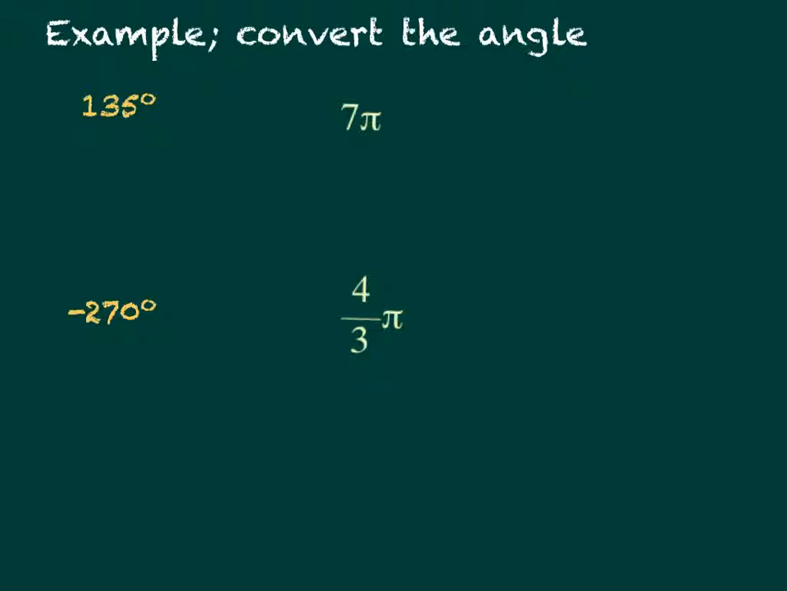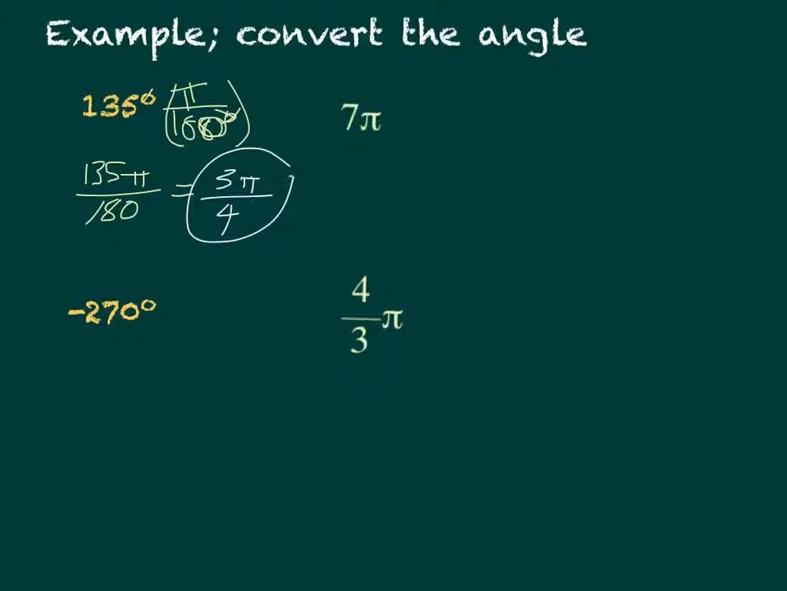Alright, so now we're going to convert from degrees to radians or radians to degrees. In the first one, we have 135 degrees, so I'm going to change it to radians by multiplying by pi over 180. Then I simplify. I have 135 pi over 180, and the degrees cancel out. Simplifying that fraction, I get 3 pi over 4 radians.